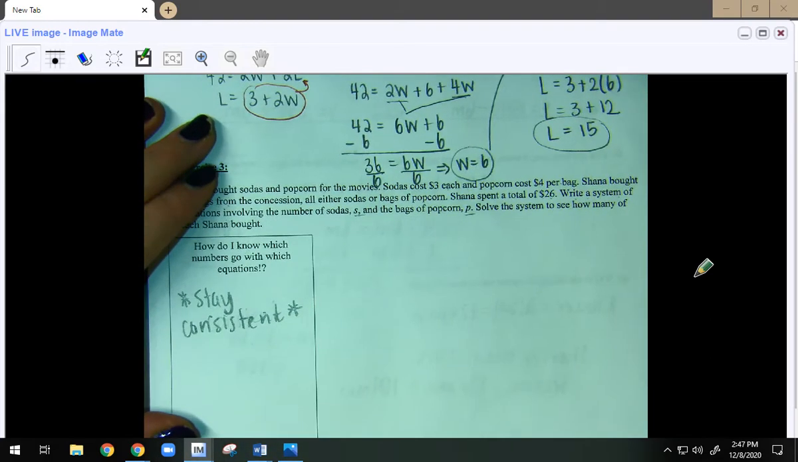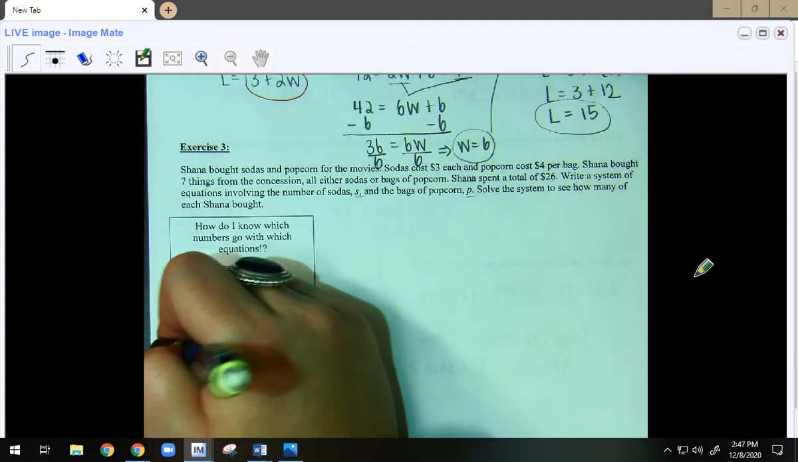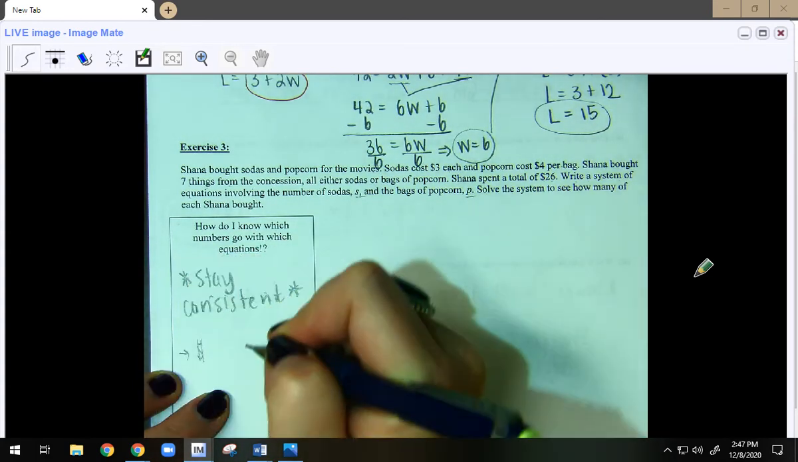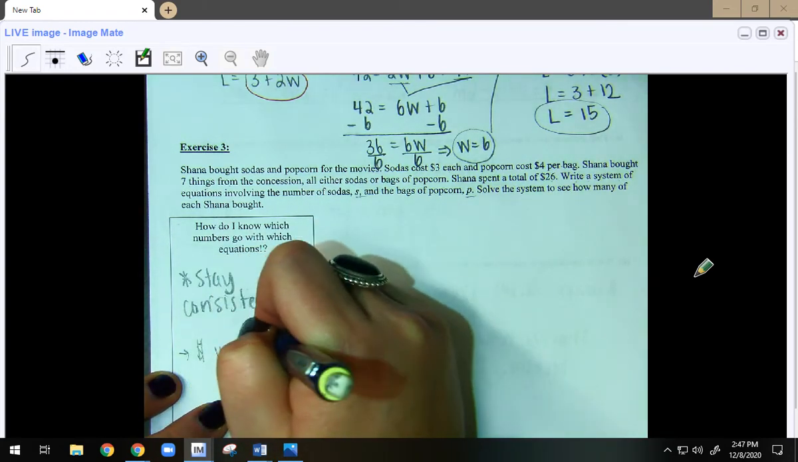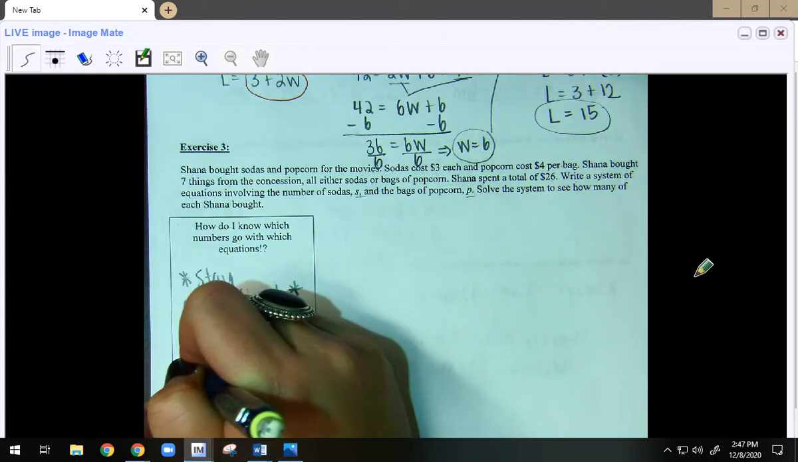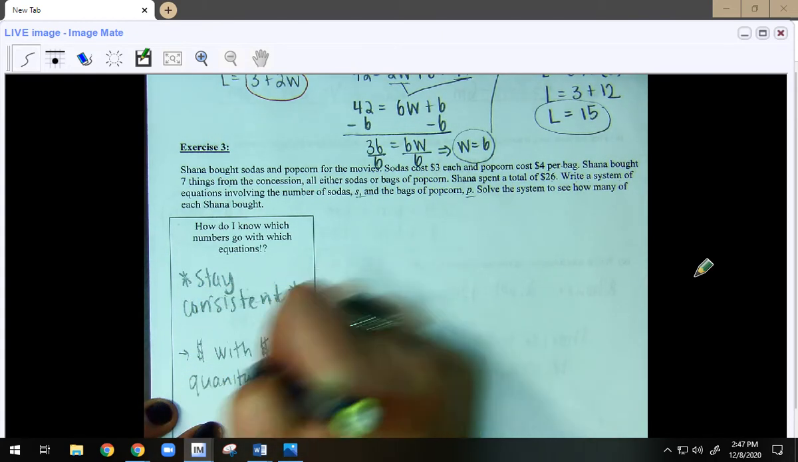Stay consistent. What does that mean? It means keep money with money, and you want to keep your quantity with quantity.